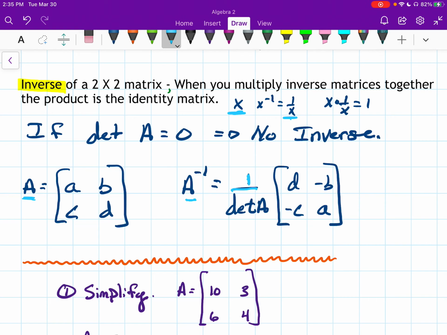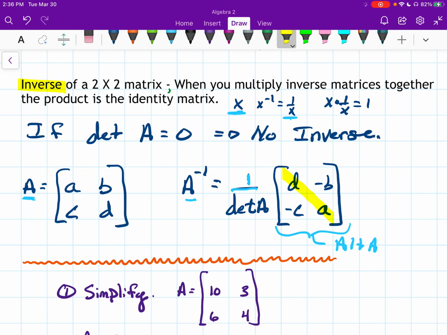And then we have this matrix here. I'm going to call this the alt A, alternative A, right? What we do here is you'll see that the things along the main diagonal swap spots, and the other two go negative, right? So the A inverse is 1 over the determinant times the alternate A, or the alt matrix A.